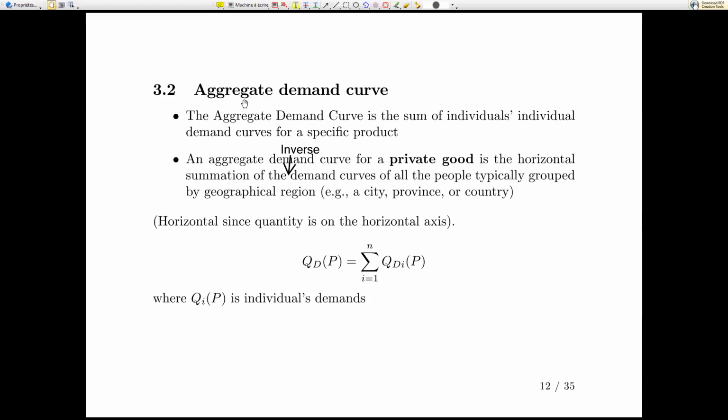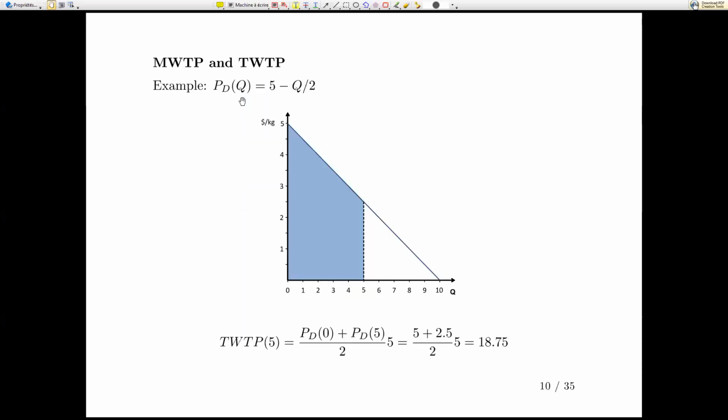So we were here, aggregate demand curves. Just to remind you what we were seeing last time: marginal willingness to pay and total willingness to pay are this concept. It's essentially the demand curve for one person. But of course, we have more than one person in the economy. So the goal is to aggregate the demand of everybody to get the demand of the market, and then be able to see what the equilibrium on the market is. So how do we do that?